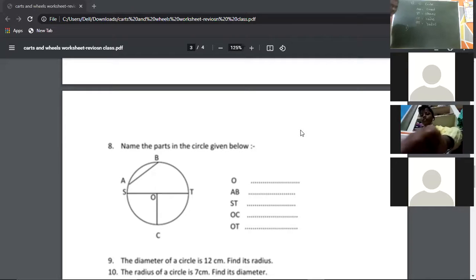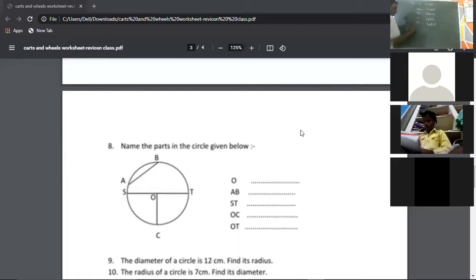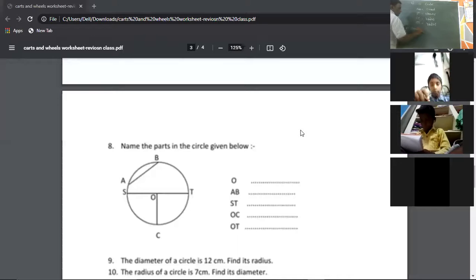Coming to the ninth question. Diameter is 12 centimeters. They are asking what is radius. Radius is always half of the diameter. Half of the diameter, that will be 12 by 2, that is 6 centimeters.